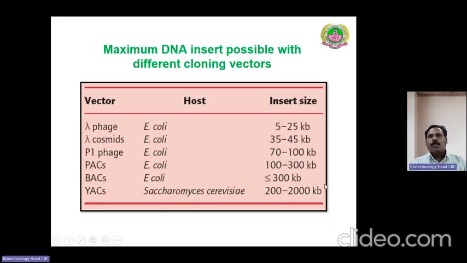The bacterial artificial chromosome has a capacity of about 300 kilobase pair, whereas a yeast artificial chromosome has a capacity of up to 2000 kilobase pair of DNA that can be cloned. So that's about the types of vector system we deploy for recombinant DNA technology to transfer the gene of interest for producing recombinant DNA molecules.